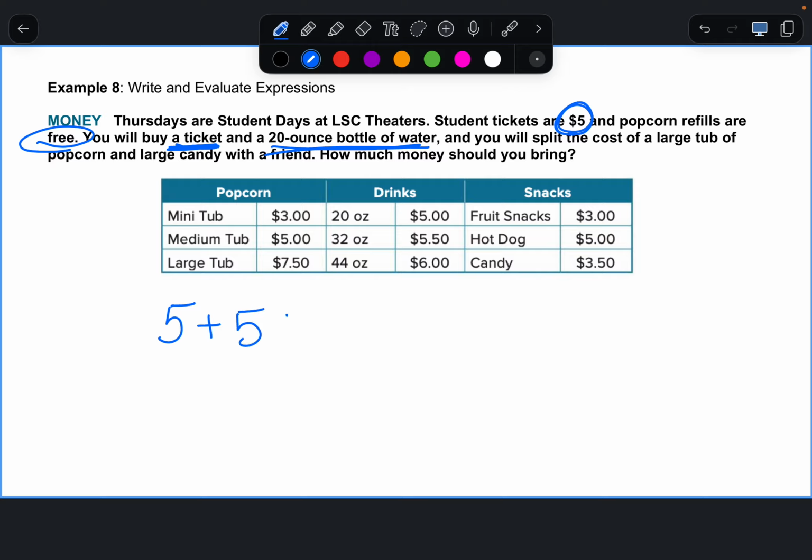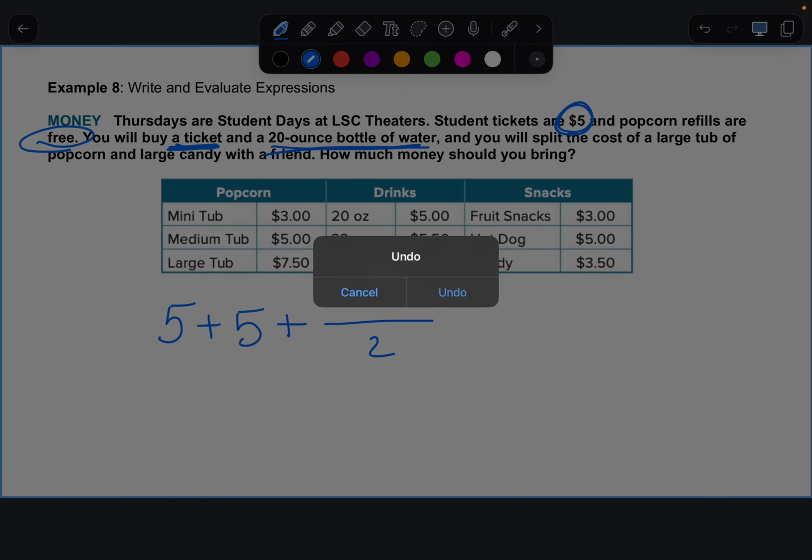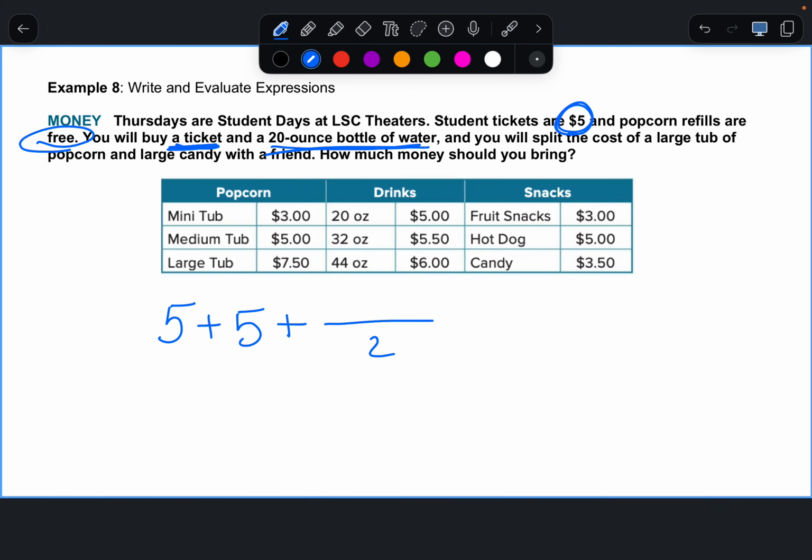So we have 5 plus 5 plus 11 cut in half. How much money should I bring? No, just to be safe. What's 11 cut in half? So isn't that 15.50? If we want to be exact.